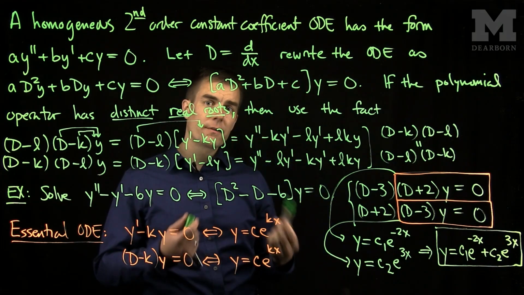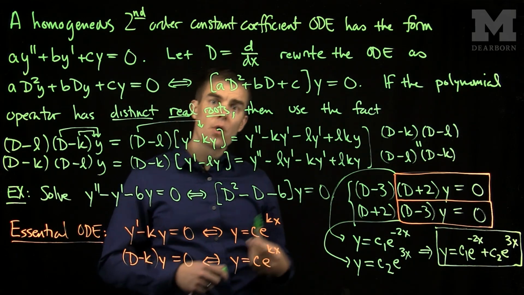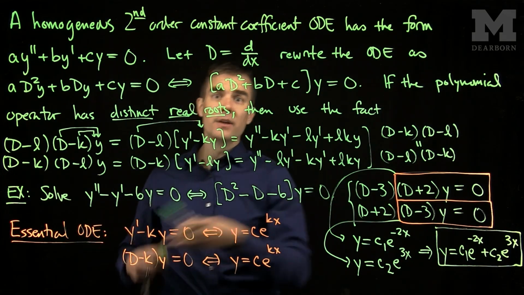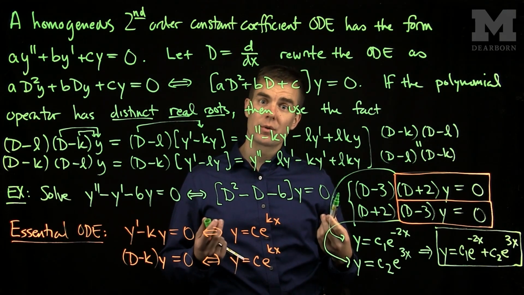So, by treating the differential equation as a polynomial differential operator and using factoring tricks, we're able to apply the essential ODE to solve our second-order constant coefficient differential equation with distinct real roots.